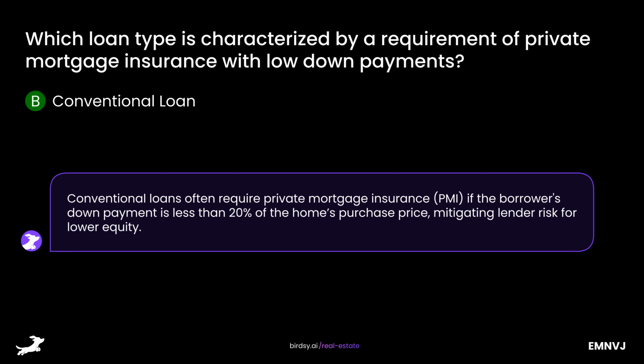Conventional loans often require private mortgage insurance if the borrower's down payment is less than 20% of the home's purchase price, mitigating lender risk for lower equity.